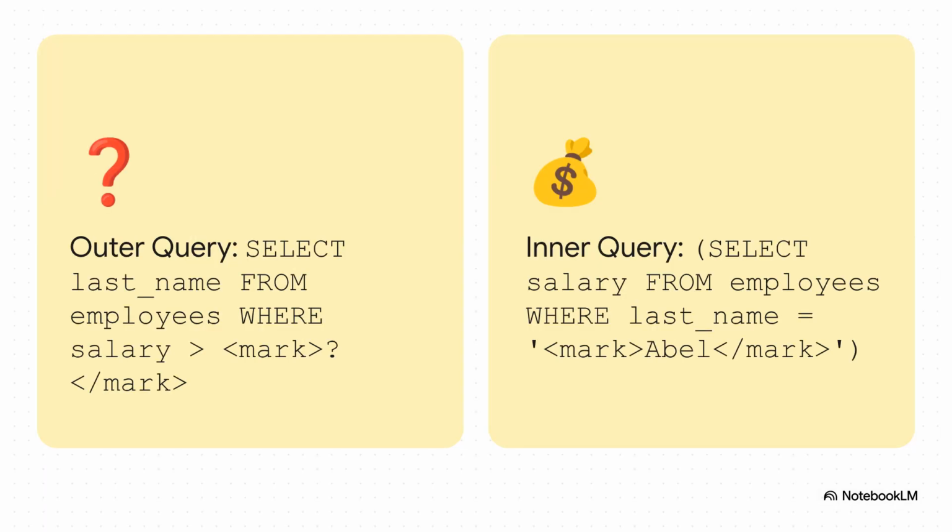You can really see that two-step logic right here. The inner query on the right, that one runs first. Its only job is to find one specific value, Abel's salary. Let's just say it finds the number 11,000. That value is then handed off to the outer query on the left, which can finally answer its question. Find all employees with a salary greater than 11,000. It's an incredibly powerful way to answer questions that depend on another unknown fact.